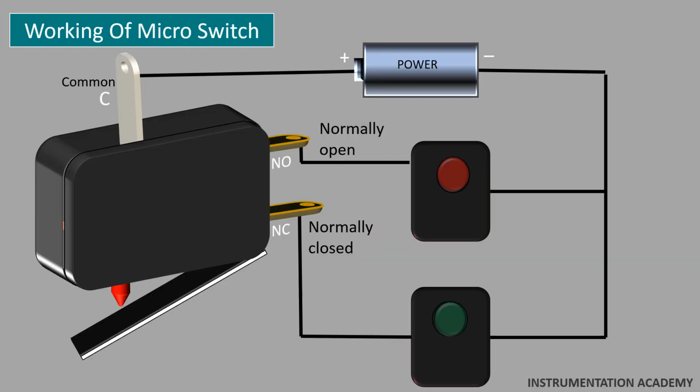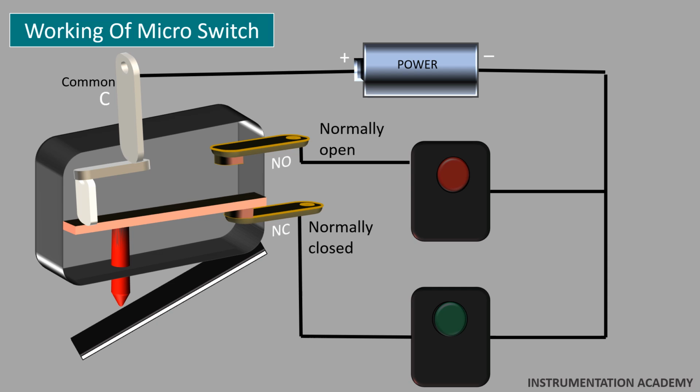Working of a micro switch. Here the input is given to the common terminal. When the lever is unpressed, the switch is in normally closed mode. That means the lever terminal C or the movable contact is connected to the NC terminal and there is no contact between C and NO terminals.